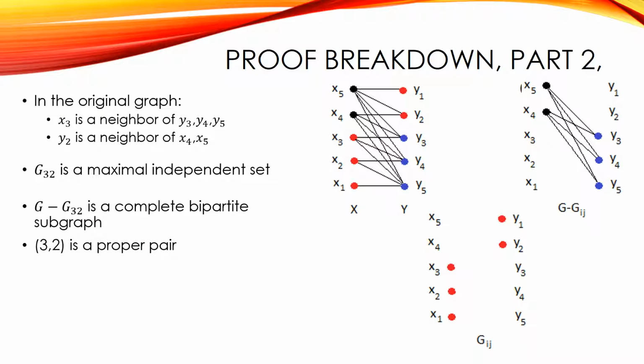Then let's consider G minus G sub 3,2. We take those 5 vertices out of the original graph, and we make an induced subgraph of the original with just x sub 4, x sub 5, and y sub 3, y sub 4, and y sub 5. We have a complete bipartite subgraph. And that's very apparent in the graph in the upper right-hand corner: both of the two black vertices share edges with all 3 blue vertices. So it's a complete bipartite subgraph. So in this case, 3,2 is a proper pair.